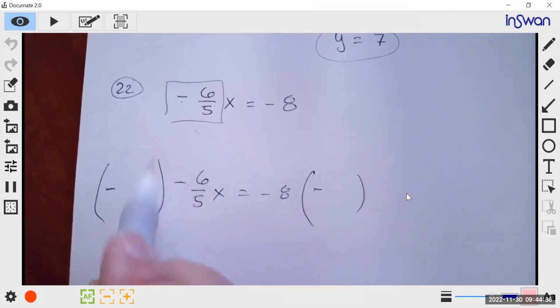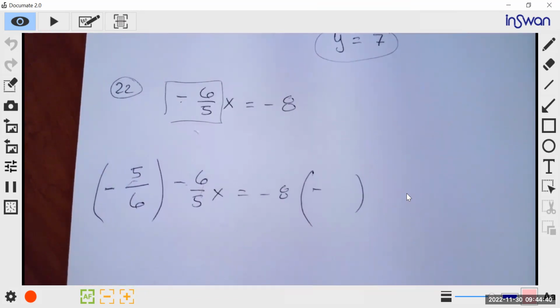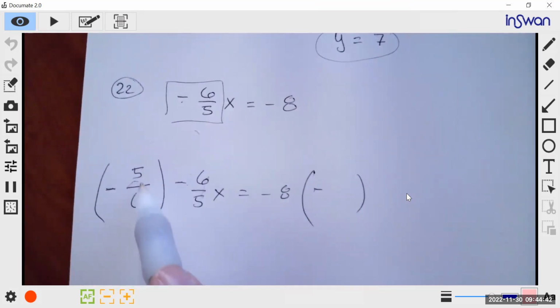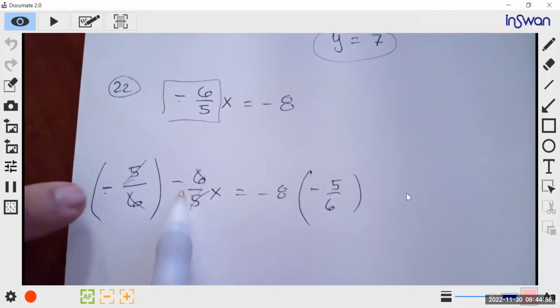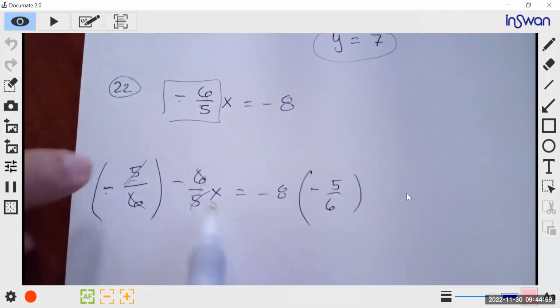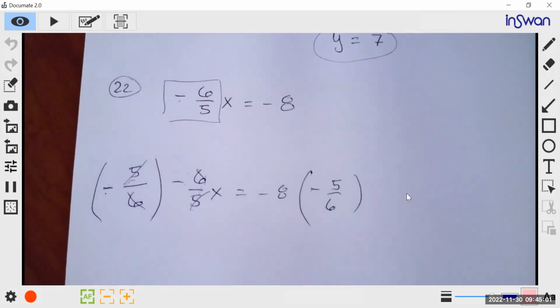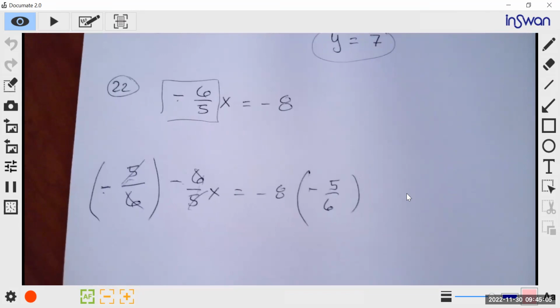If you take these numbers and flip them, whatever this is, if you flip it, the 5s will cancel and the 6s cancel, leaving the x alone, and the negatives cancel. So we have to multiply -5/6 to both sides. So it has to be the same signs and it has to be flips of each other. If you do that, that'll get rid of the coefficient of x.